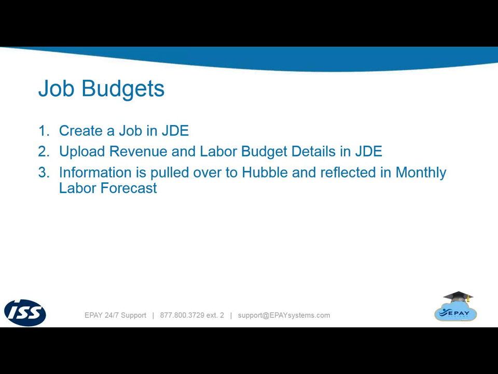After a job has been set up and processed, a budget is then uploaded into JDE. The budget details consist of the labor budget and revenue details. Information is then pulled over to Hubble and reflected in the monthly labor forecast.